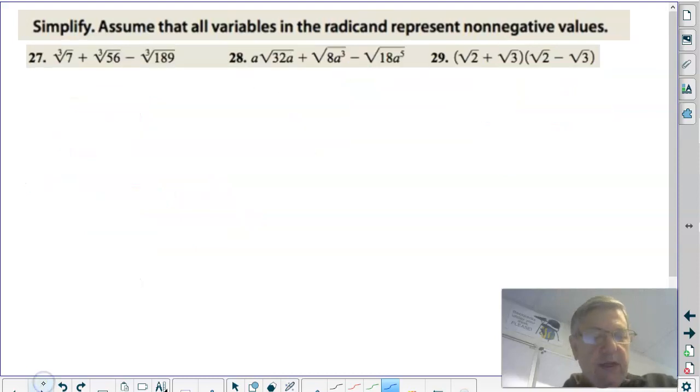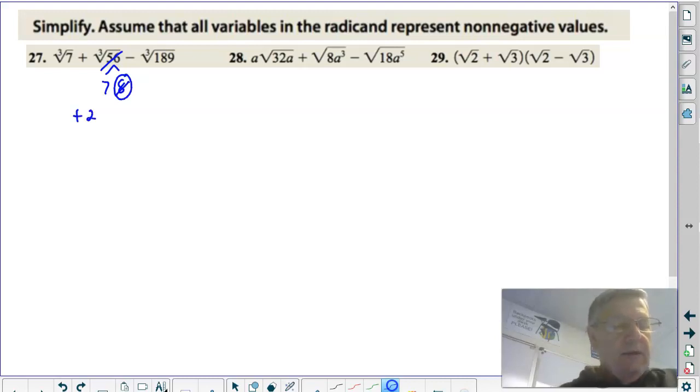All right, that's 26. 27, more adding, but now we're doing cube roots. So again, I'm looking for cube root of things. 56. 7 times 8 is 56. Most of you should know that the cube root of 8 is 2. So I now get a 2 out in front, right? And so this is a cube root of 7. Okay, that's handy.